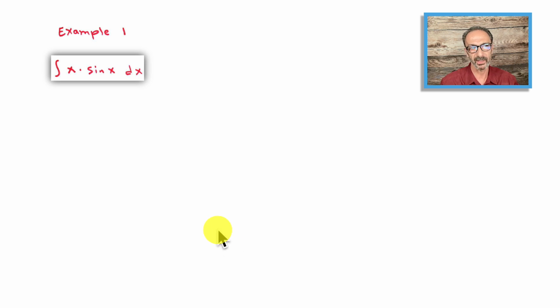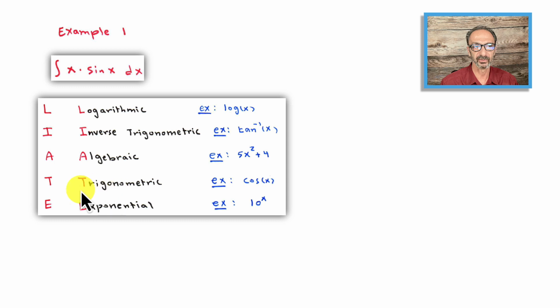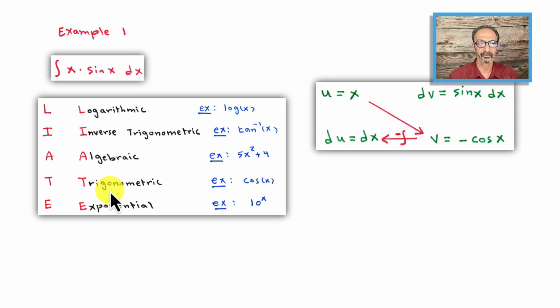So example number 1 has a function times another function. This is algebra or algebraic. This is trig. To remind ourselves, algebraic goes third level and trig goes right after it, A and T. So we're gonna pick u for x, and the rest will be sine x dx, the trig function, with dx will be dv. U will be x, and dv will be the rest, which is sine x dx.